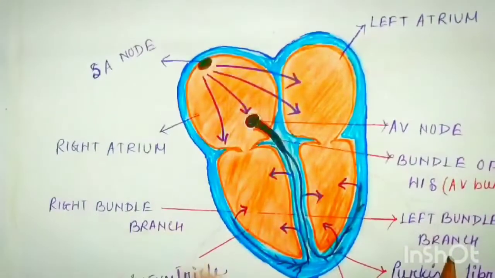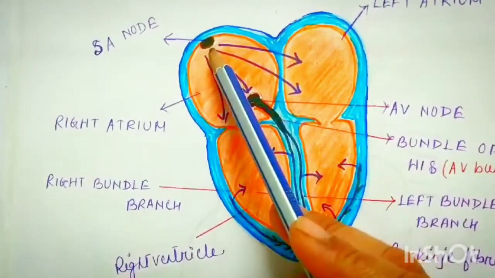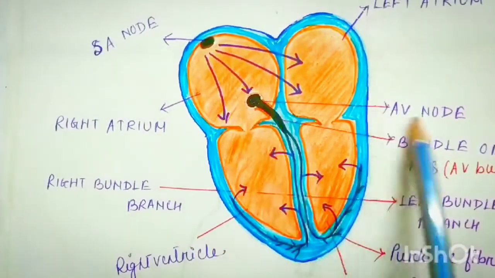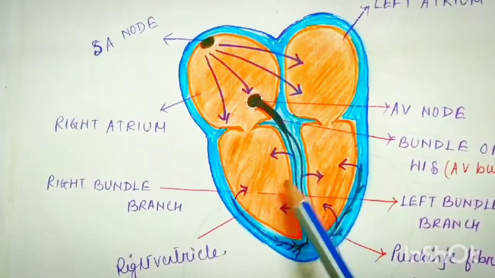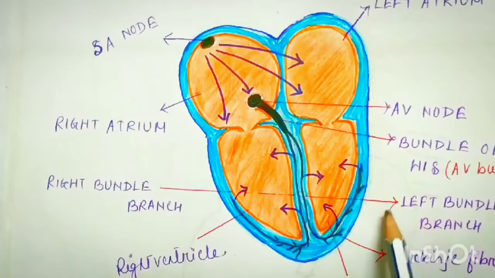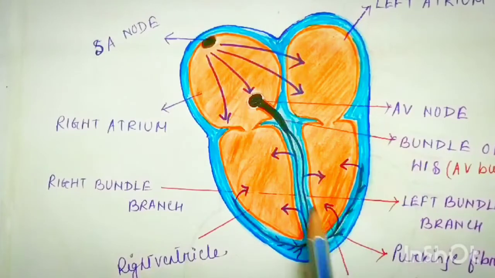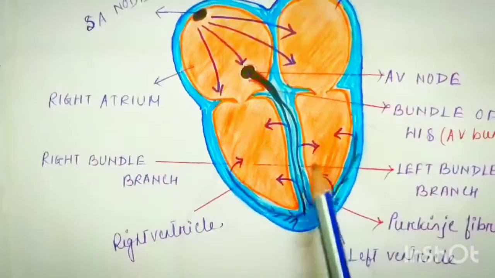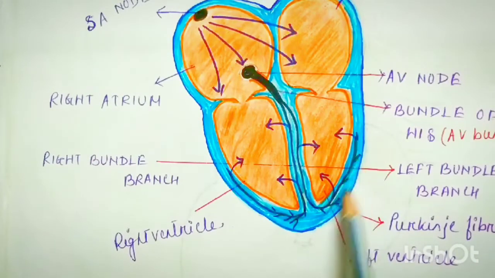Now come to the diagram. Here I am just showing this node, and this is the bundle of His. So this is the SA node, and this is the AV node, AVN. This AV node enters the interventricular septum where it is divided into two parts. Altogether they are known as the bundle of His, and one part is called the left bundle branch, another is called the right bundle branch. And then in the ventricle wall, they are divided into minute fiber-like structures, which are known as Purkinje fibers.